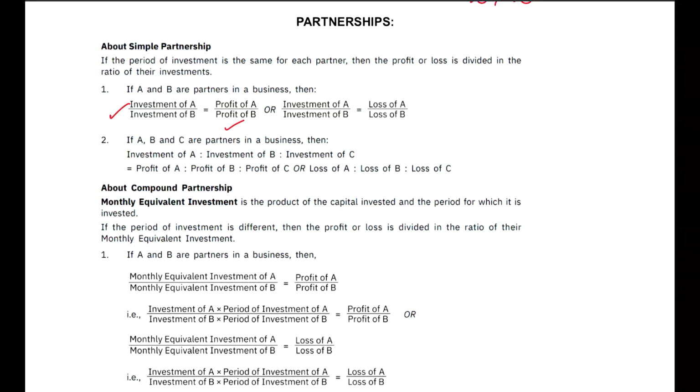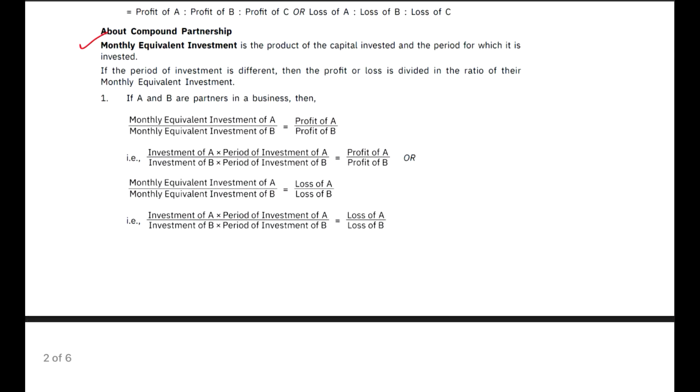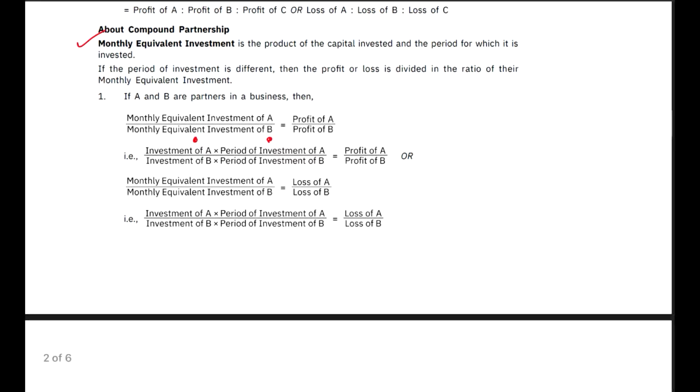Okay, but if it is a compound partnership, then your profit or your loss depends upon more than one factor. It not only depends upon your investment but also on the period of your investment. I'll give you a question and make it simpler for you people.